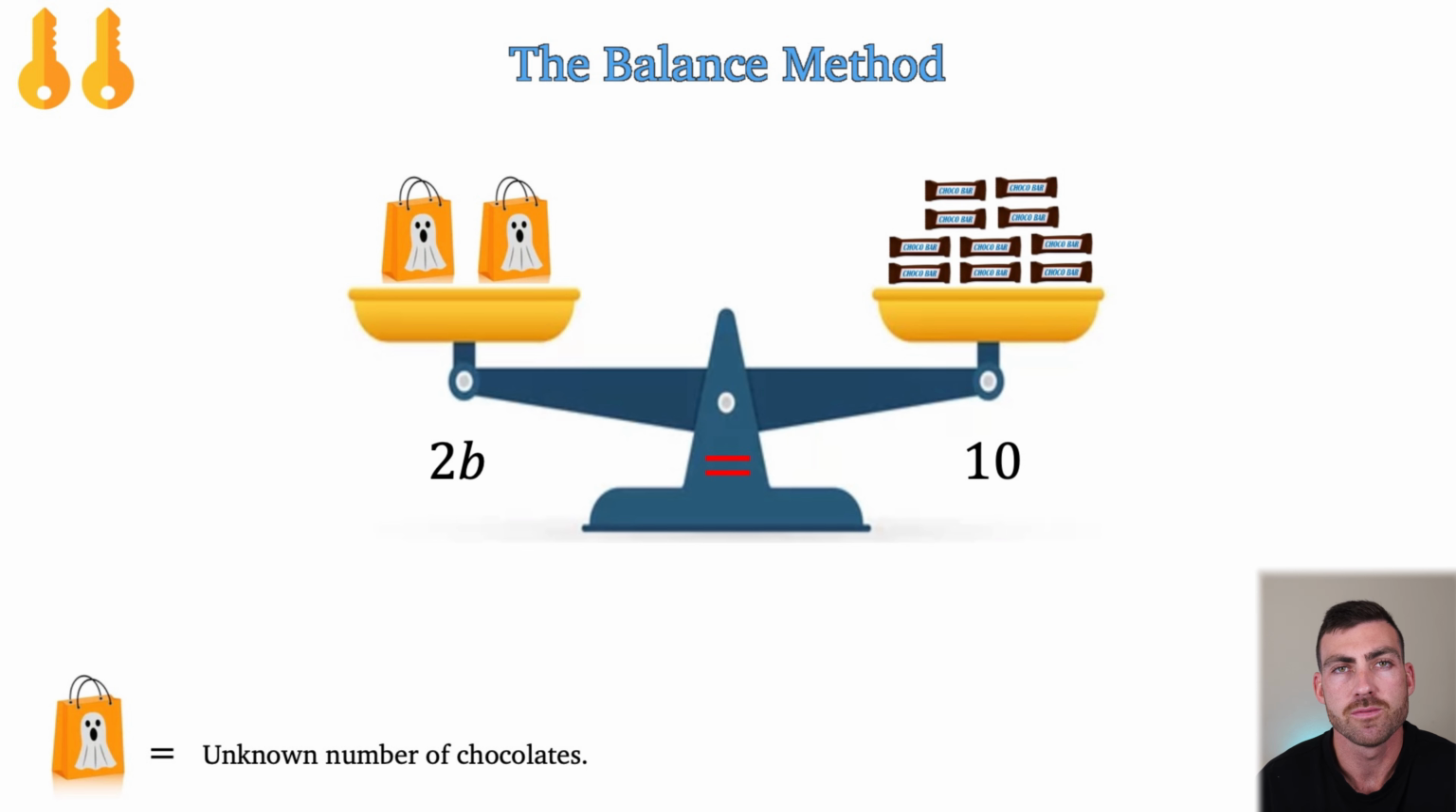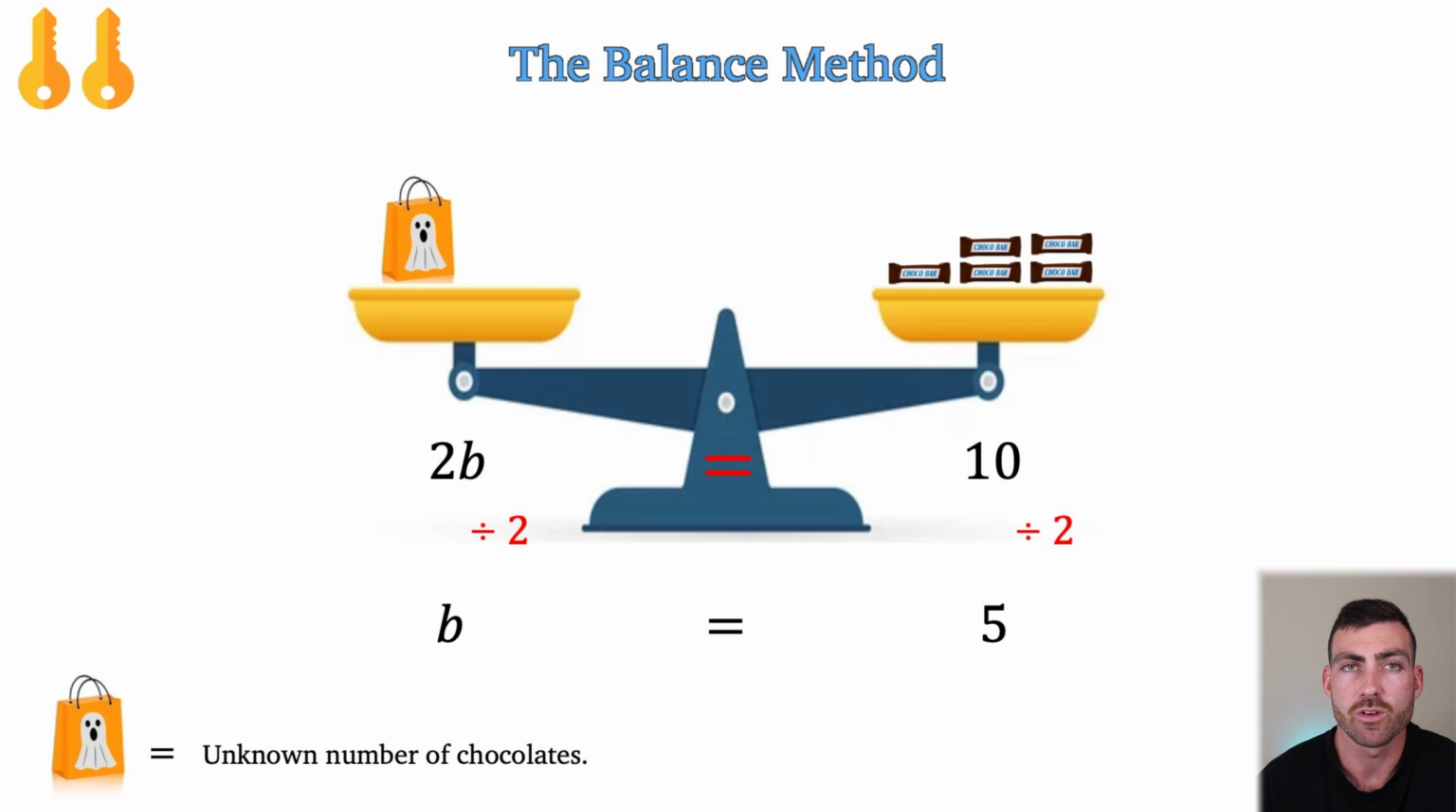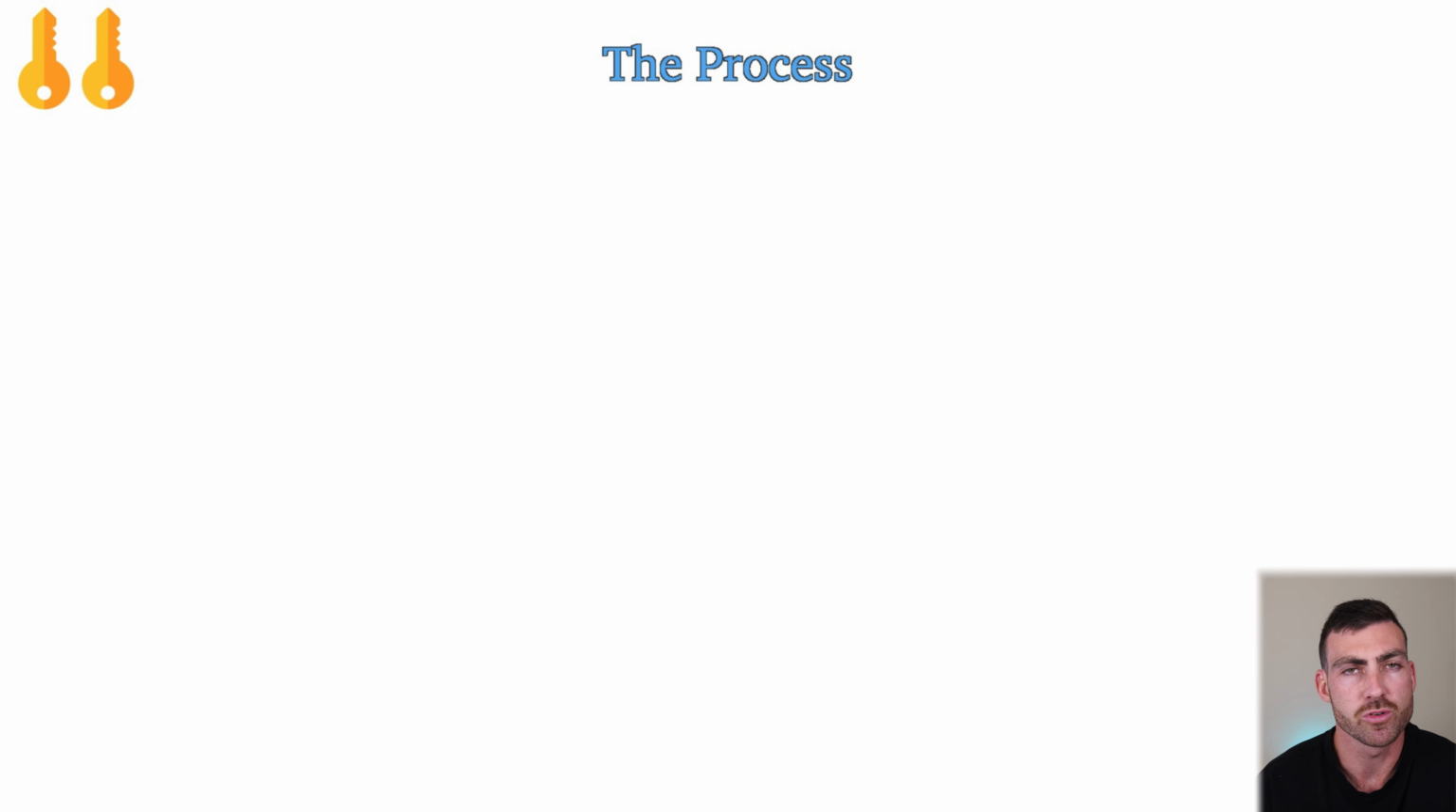Now think, if 2 bags weigh the same as 10 chocolates, how much is in one bag? We need to halve the number of bags, which is divide by 2. Remember, we need to do this to both sides to keep the scale balanced, giving us an answer of b equals 5. Perfect, the scale is still balanced and we've solved the equation. What if we didn't have the visual? Let's now look at the algebra behind it all.